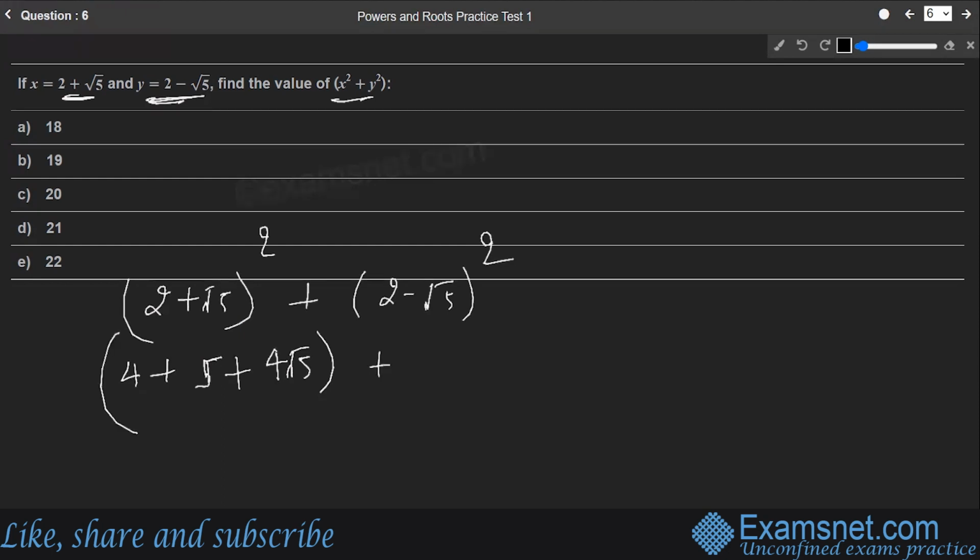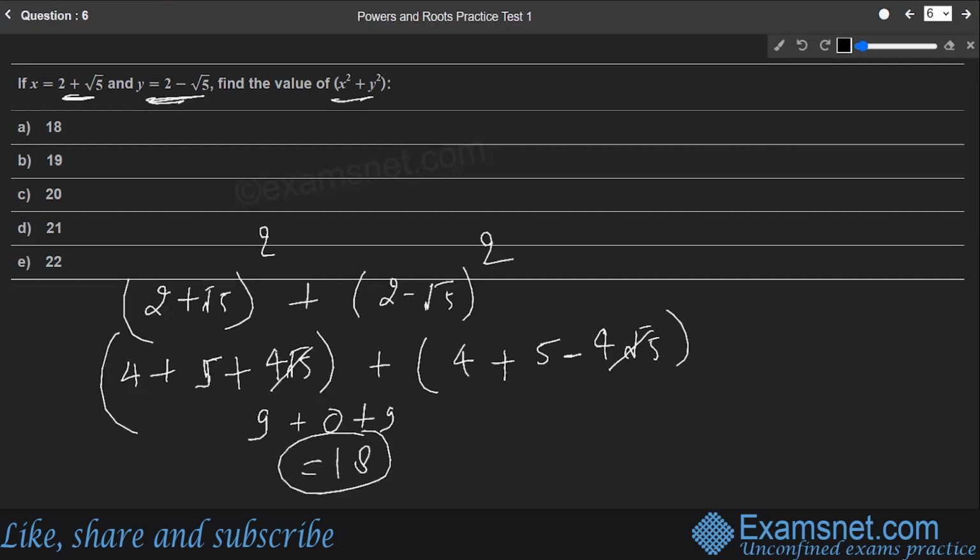Okay, plus a minus b whole square is a square plus b square minus 2ab. So a square is 4 plus b square is root 5 square, that is 5, minus 2ab. So 2 into root 5, that is again 4 root 5. If you simplify this further, this is going to be 9 plus 0, because 4 root 5 and minus 4 root 5 get cancelled, plus 9 again. So we are reaching 18. That is the final answer. Question number 6 has the answer as option A, 18.